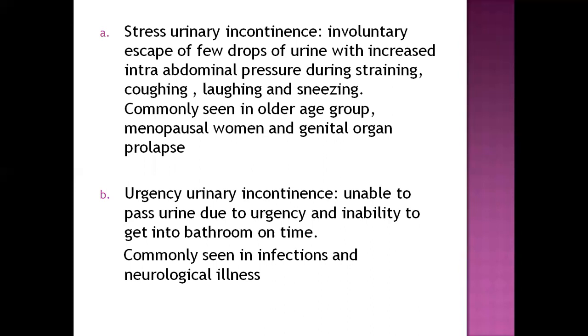Now, urgency urinary incontinence. Urgency urinary incontinence does not have any specific age group. This can occur in any age group, from children to old age. Here, someone is not able to pass urine on time when the urge occurs. At that time, urgency urinary incontinence occurs. It is commonly seen in persons who are suffering from infection and persons who are suffering from neurological illness.